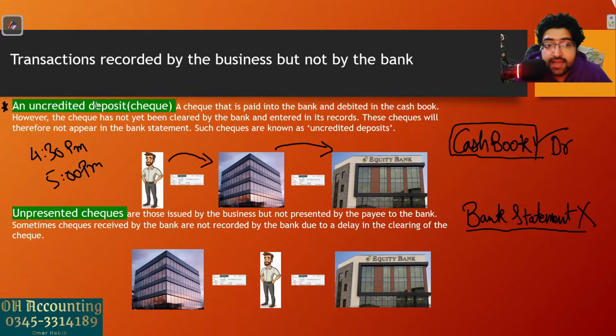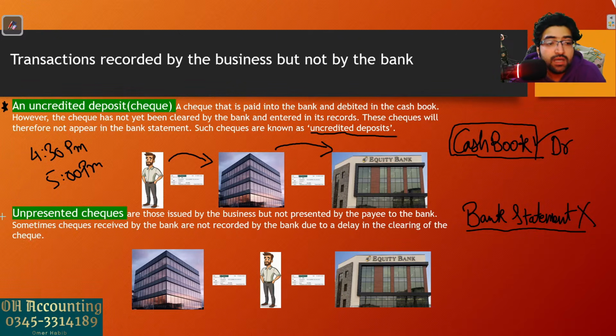This is called an uncredited deposit or uncredited check. Let me read this. A check that is paid into the bank and debited in the cash book. Okay, we have given the check to the bank, we have made the entry on the debit side in the cash book. However, the check has not yet been cleared by the bank and entered in its records. See, they have not cleared the check and they have not made a record in their bank statement or in your bank account. These checks will therefore not appear on the bank statement. Such checks are known as uncredited deposits.